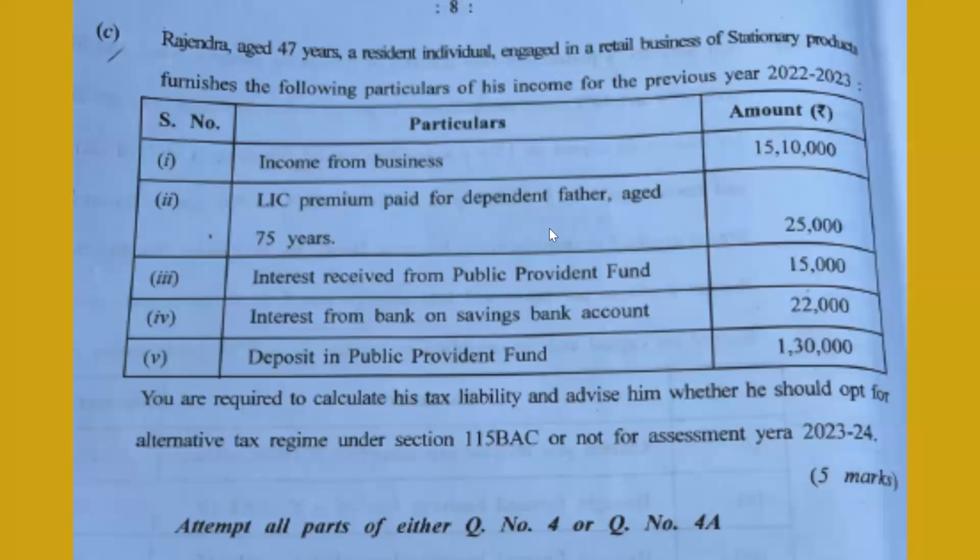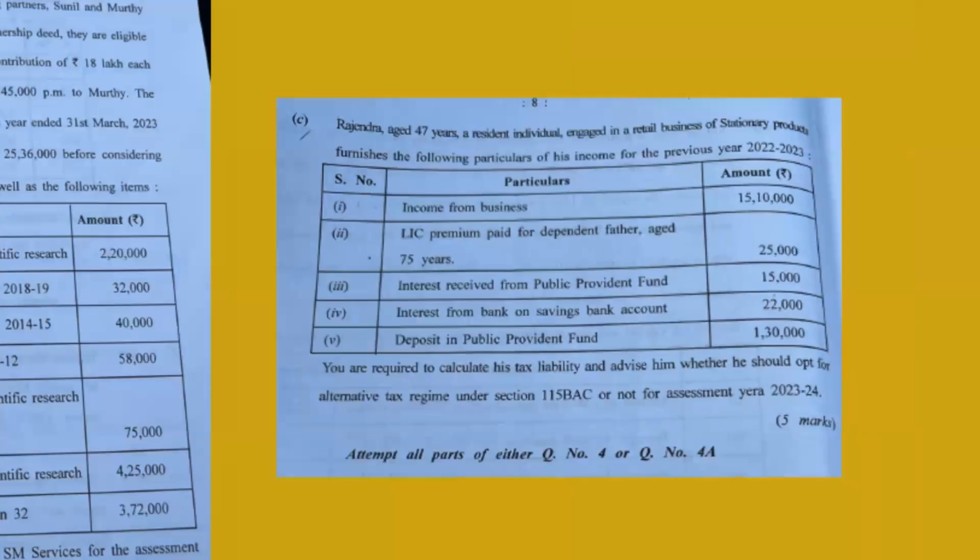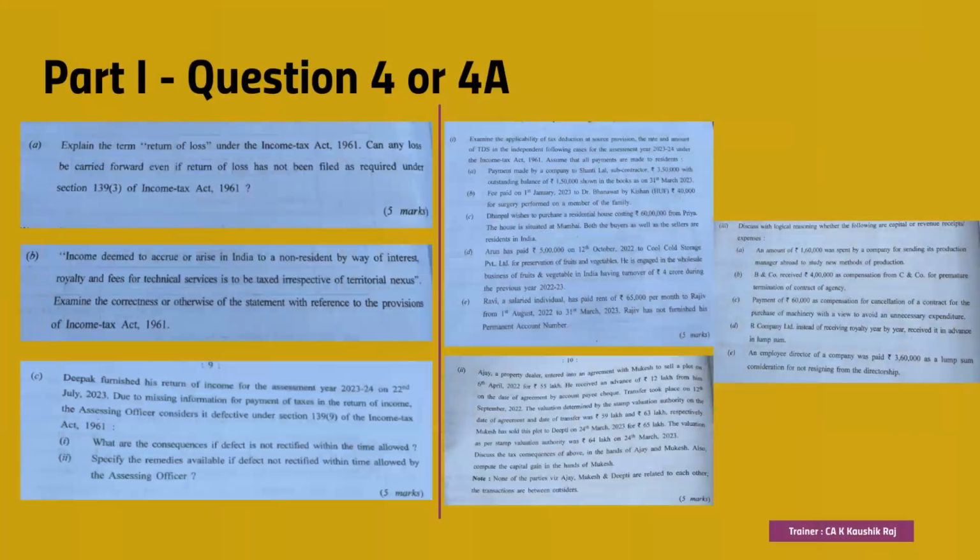Moving further, question number 4. Let's see what is there in question number 4. So if you see here, I have divided question number 4 and 4a. On the left-hand side, what you see is question number 4, and on the right-hand side, what you see is question number 4a. Either you attend all these 3 questions of question number 4 or all these 3 questions of question number 4a. Very simple.